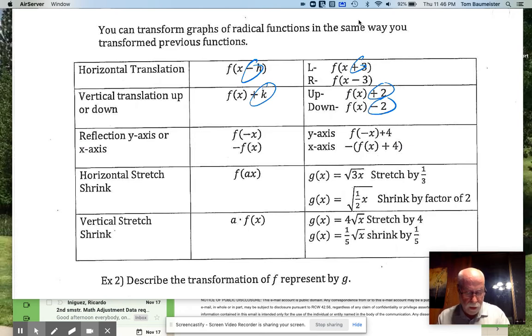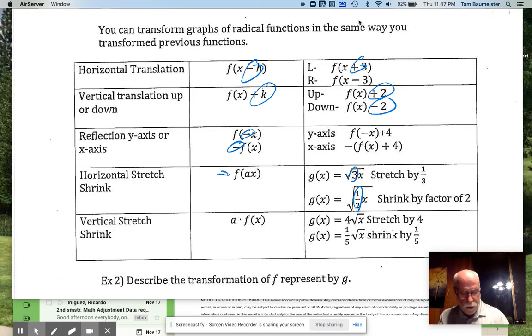The reflection, again, I keep telling you, if it's inside, it's over the y-axis, and a lot of times that one looks the same. If it's over the x-axis, it's on the outside. And again, they're giving you an example. Here's the one I keep telling you, horizontal stretch and shrink. We say if it's a big number, it's a stretch, but with the horizontal, we flip it. Same here. It looks small, so we say a shrink, but again, we flip it for the factor.